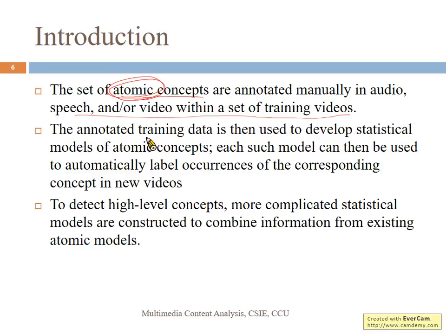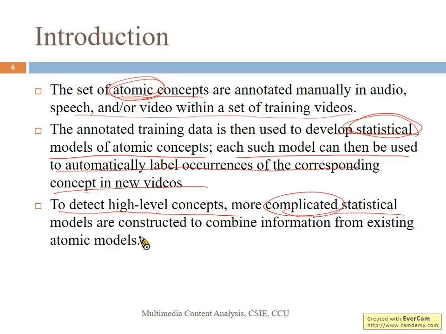And then the annotated training data is used to develop a statistical model for each atomic concept. And each such model can then be used to automatically label occurrences of the corresponding concept in new videos. Okay. Therefore, they use statistical models to detect atomic concepts. To detect high-level concepts, we also need another complicated statistical model to construct and combine information from existing atomic models.